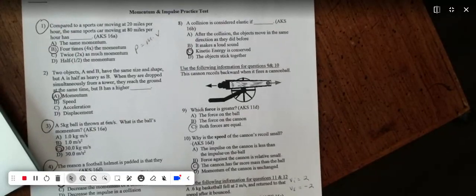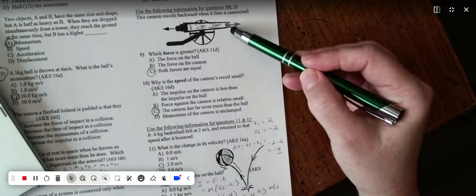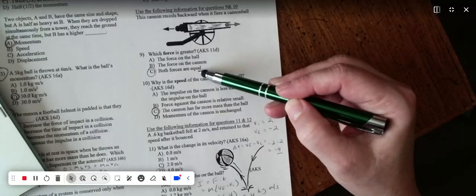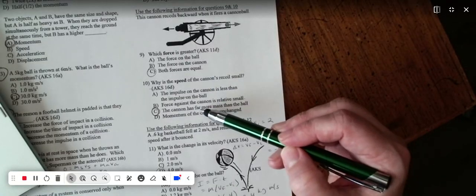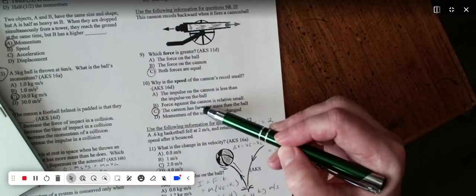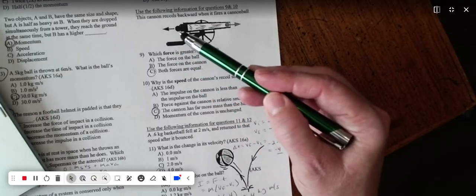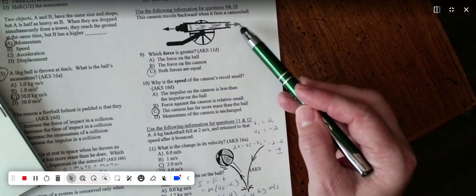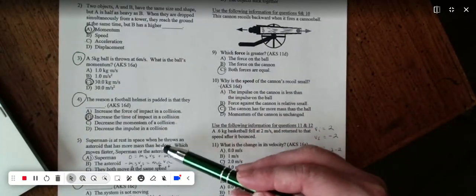There's some other examples on here of similar things, like a cannon. The force of the cannon on the ball is the same as the force of the ball on the cannon because of Newton's third law. But because the cannon is much more massive, it's going to have less velocity as it moves backward. Meanwhile, the ball's going to have a lot of velocity as it moves forward because it has less mass. That's kind of similar to what I was talking about here with Superman.